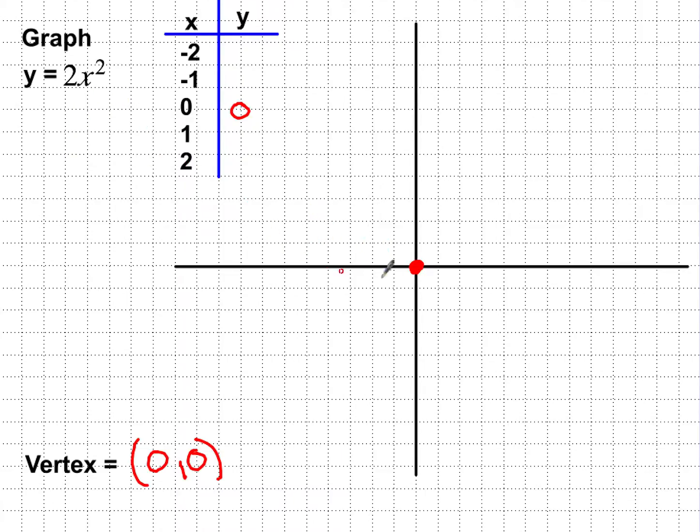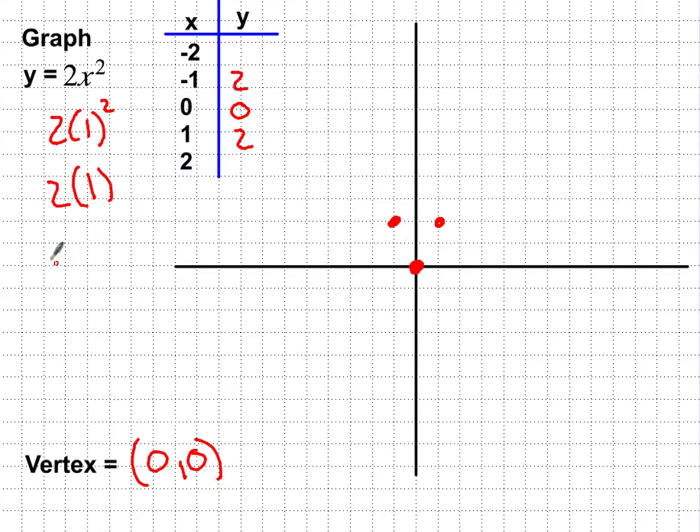Now you always want to do the points to the left and to the right of your vertex. My first point to the right is going to be 1, so I'm going to do 1 and negative 1. They should give me the same answer because it's symmetrical on each side of the vertex. When x is 1, what's my y? With exponents, always do your exponent first. Order of operations. So I'm going to do 1 squared, and then multiply by 2. 1 times 1 is 1, and then multiplying by 2, my point is (1, 2). Which means for negative 1 I will also get 2 because it is symmetrical.